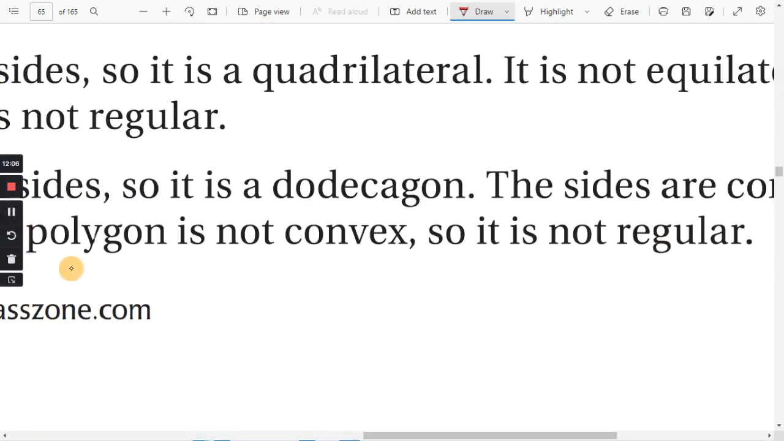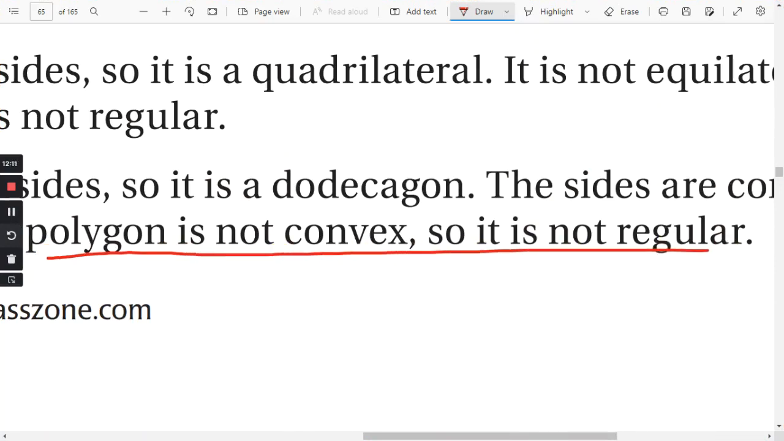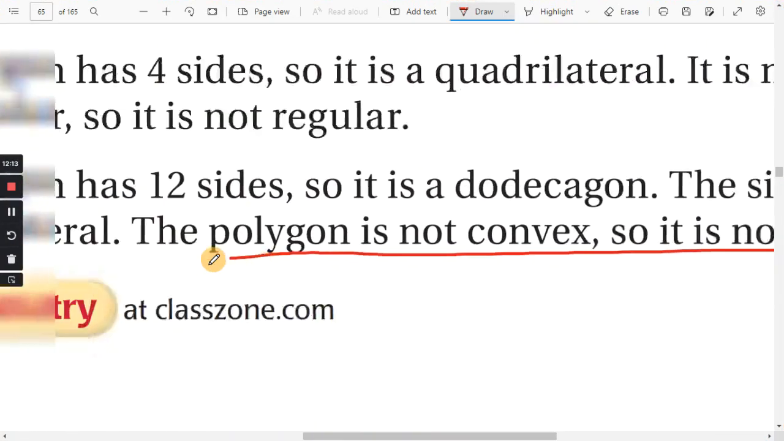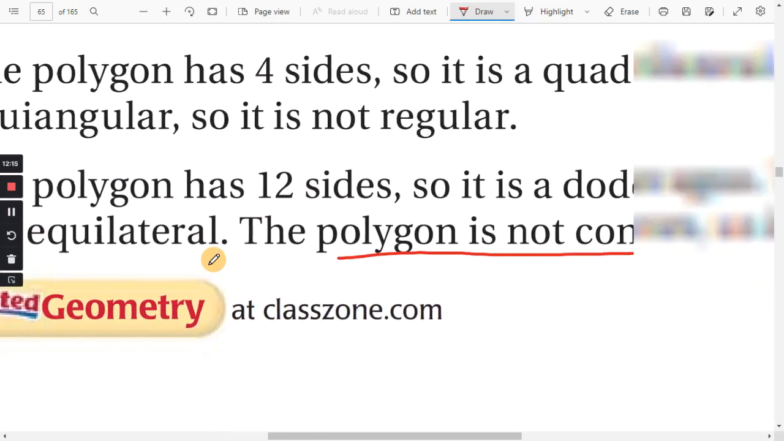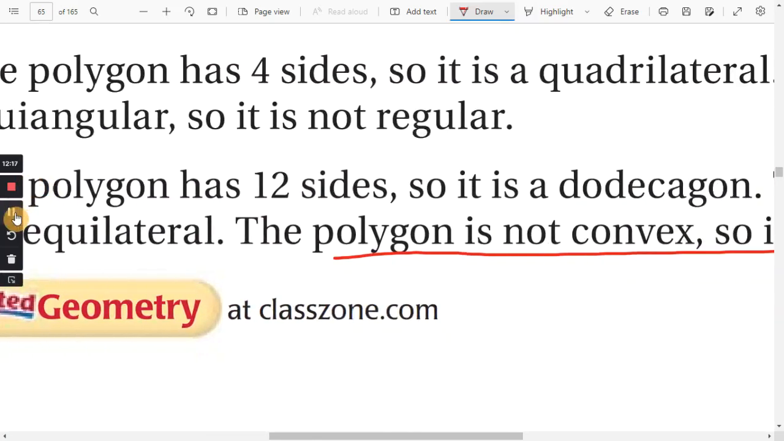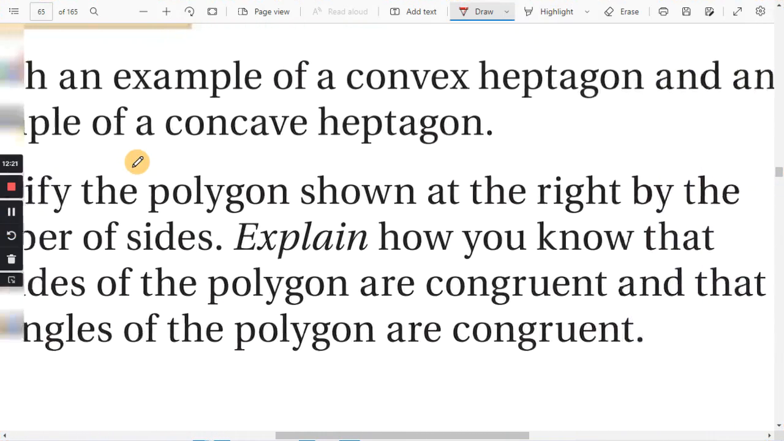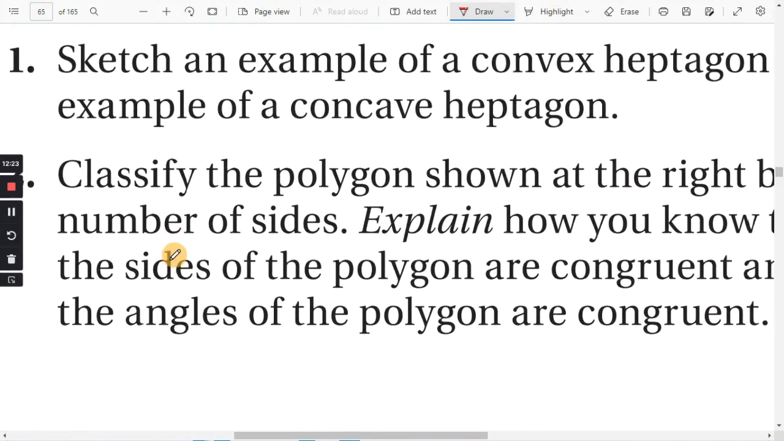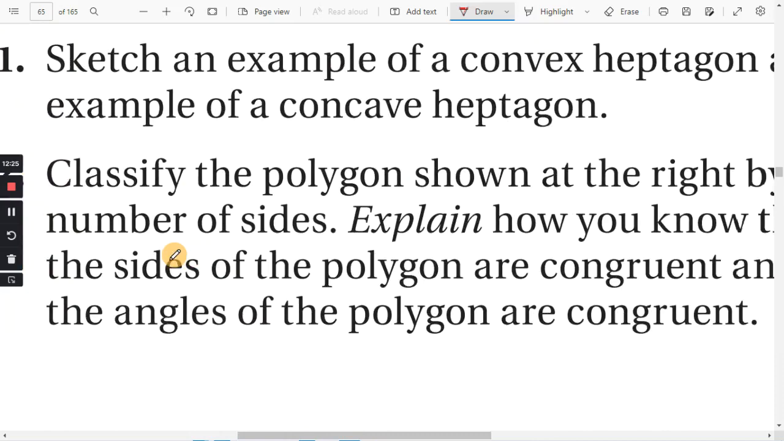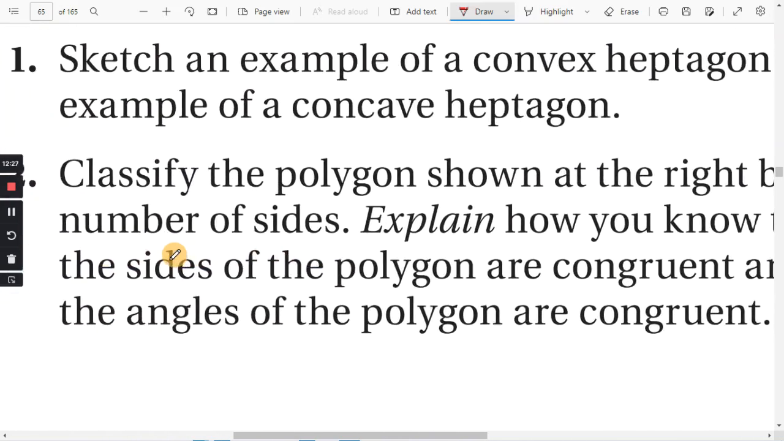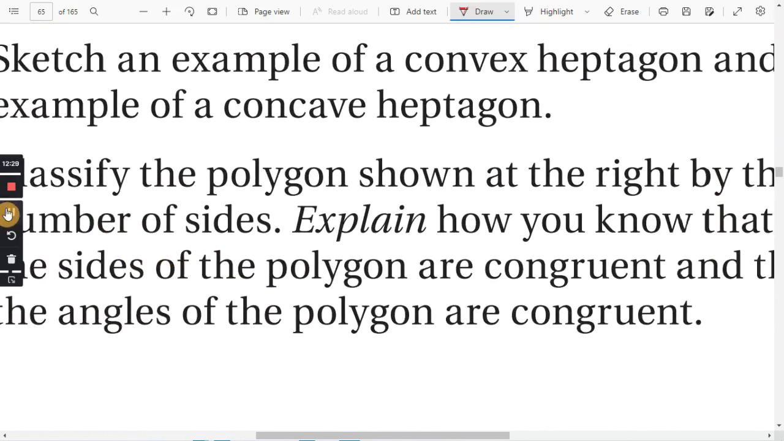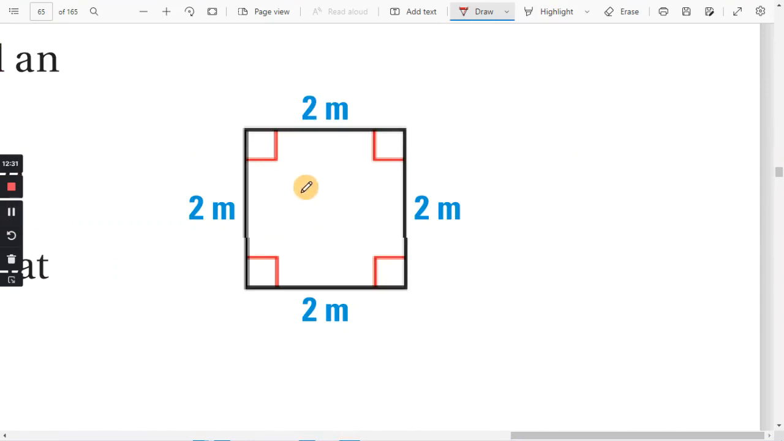And in their answer, they said the polygon is not convex, so it's not regular. The sides are congruent, so it's equilateral. Yep, same answer. All right, one more of these. Classify the polygon shown at the right by the number of sides. Explain how you know that the sides are congruent and that the angles are congruent. Let's take a look. All right, try this one, please. That's pretty easy.